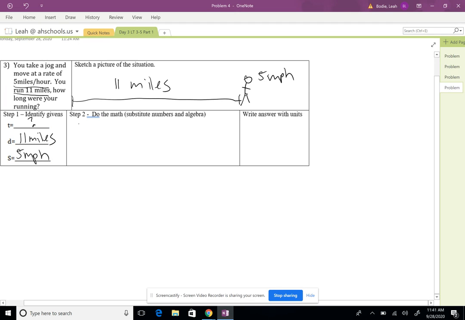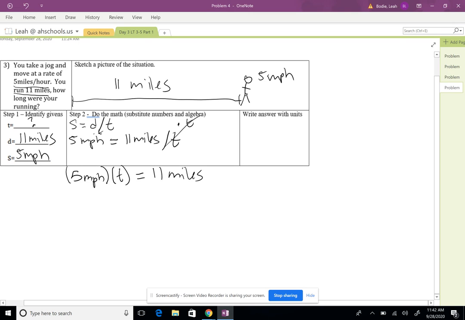And our speed was 5 miles per hour. So now we'll set up our equation. Speed equals distance divided by time. So our speed we said was 5 miles per hour equals our distance of 11 miles divided by time. So now here's a little bit more algebra for us. We're going to have to multiply both sides by time. So then that cancels out and we end up with 5 miles per hour times our t for time equals 11 miles. Now we still have to get time by itself, so we have to divide each side by 5 miles per hour.